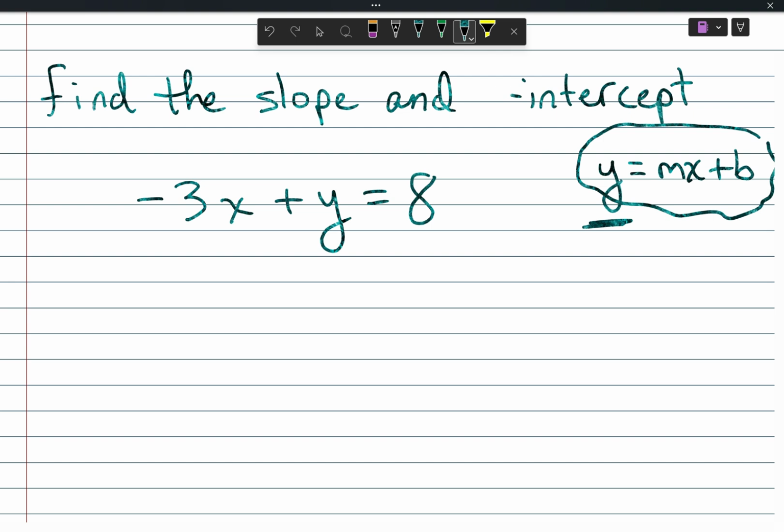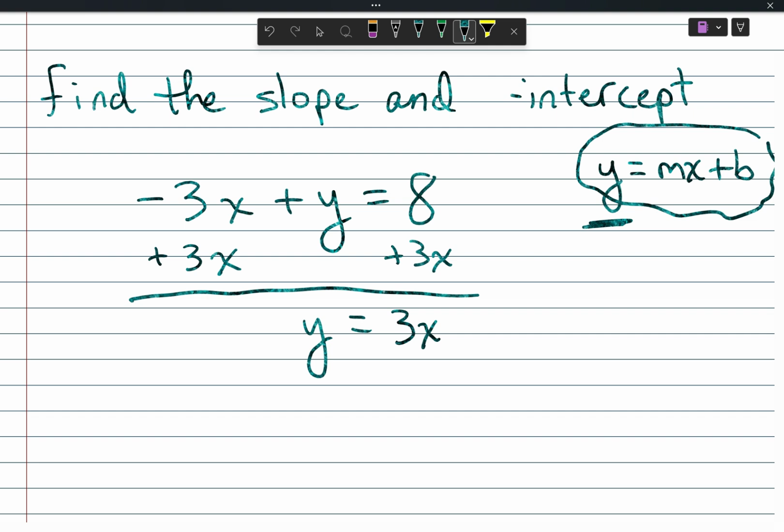To get the y by itself, I need to get rid of the minus 3x, so I do the opposite, plus 3x, and then this leaves me y, right? And then I'm not adding 3x to the 8. They're not like terms. I'm just moving. I added the 3x just so I can move it to this other side. So I have 3x, and then what kind of 8 is it? It's positive 8 because there's no sign in front of it.